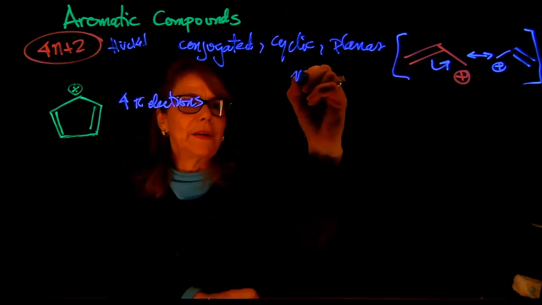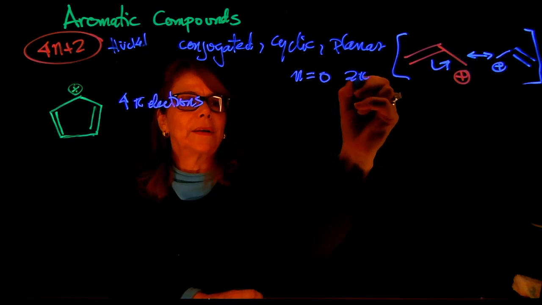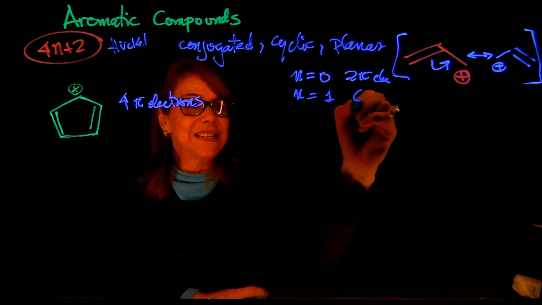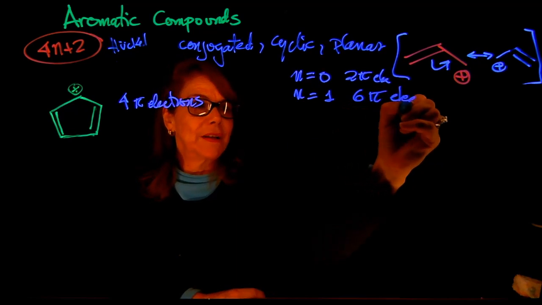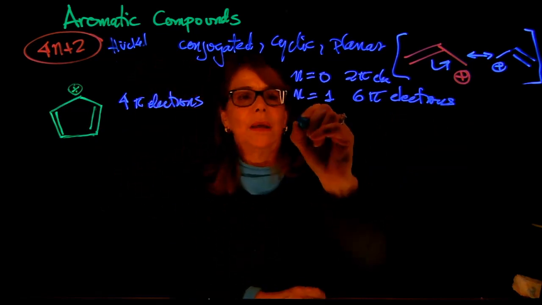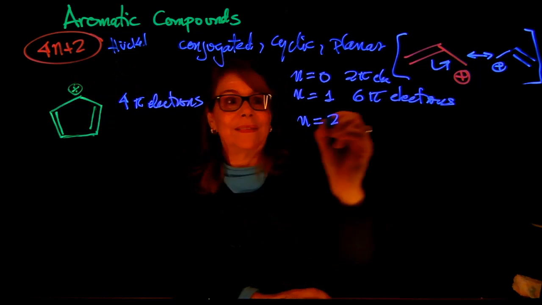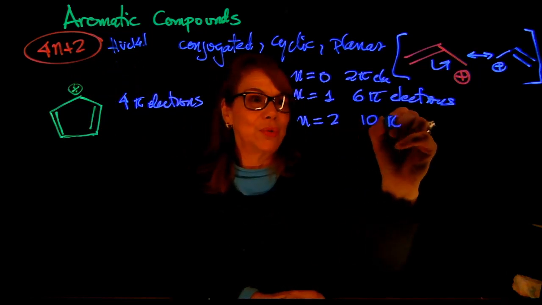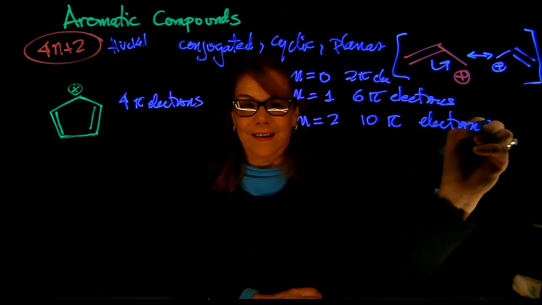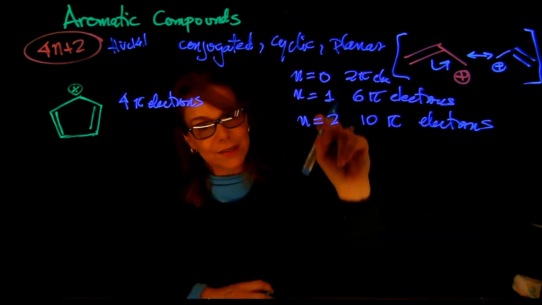So let's do that. If n equals 0, that's 2 pi electrons. If n equals 1, it's 6 pi electrons. And n needs to be an integer, so 4 doesn't meet that. If n equals 2, that will then be 10 pi electrons. So notice how this goes. We're going to be applying that. Aromatic compounds will have that, and n needs to be an integer.